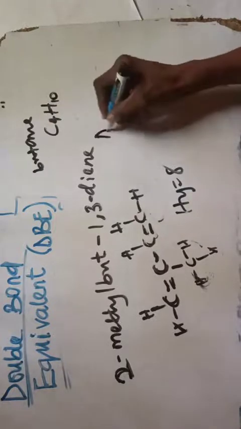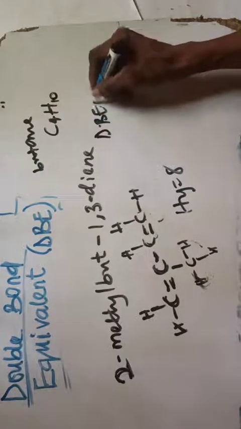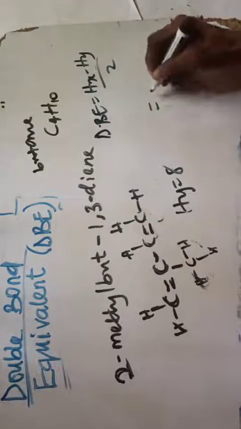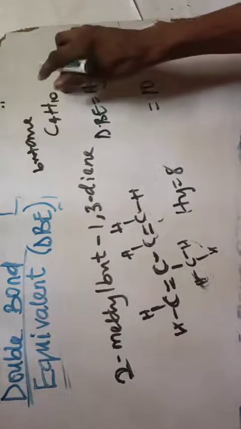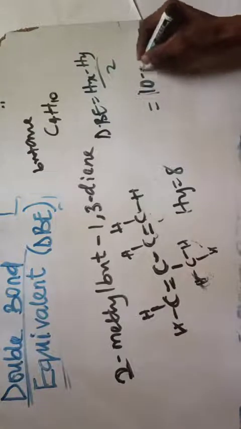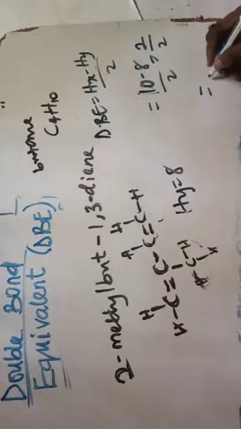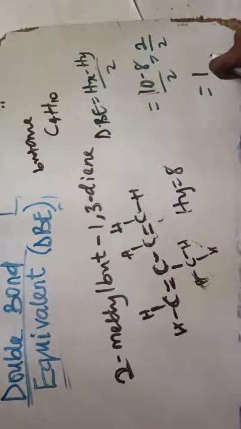And you know your double bond equivalent is equal to (HX minus HY) over 2. So that will be equal to 10 minus 8 divided by 2. That will be equal to 2 divided by 2, and that will be equal to what? And this is also similar to A. You get what I'm saying? Because you have 2-methyl.